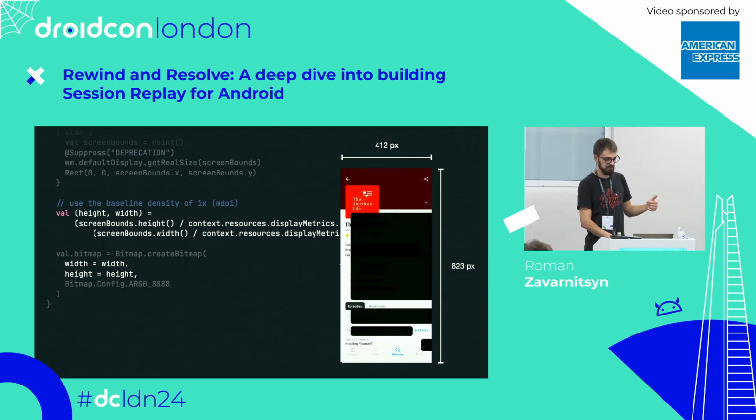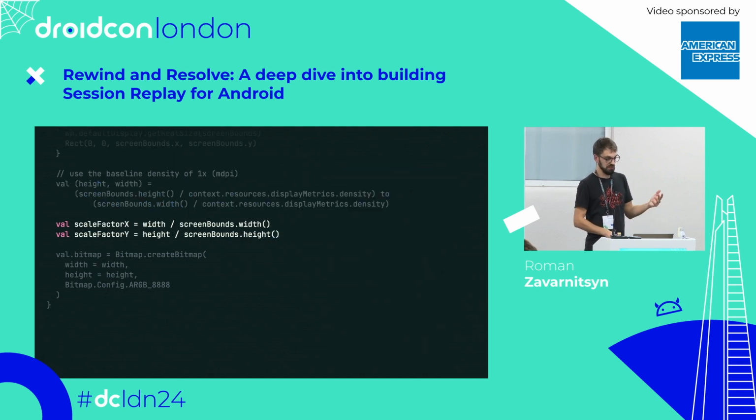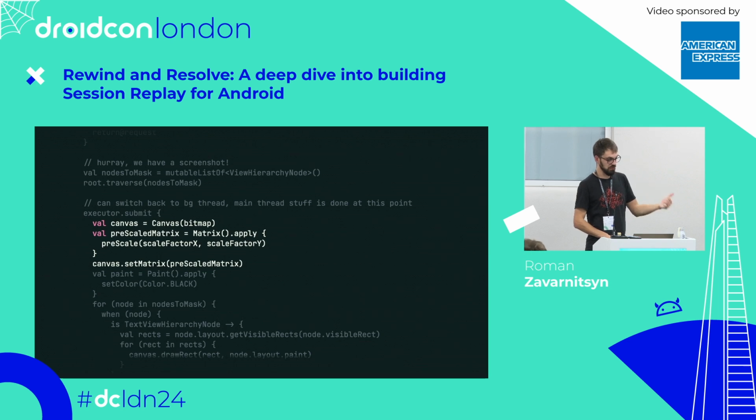However, if you would run this, you would stumble upon an issue, because the masking would still work on the real size of the screen, right? So you'd have to adjust that. Luckily, it's super easy to do. We just have to calculate the scale factor x and y for width and height, and then before drawing the rectangles on the screenshot, you would have to pre-scale the matrix and set it to the canvas. There is a nifty method called preScale. You would just pass the scale factors there, and then it would correctly draw the rectangles after that, maintaining the scale size.